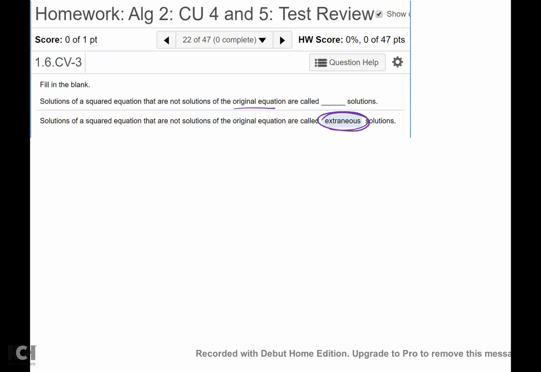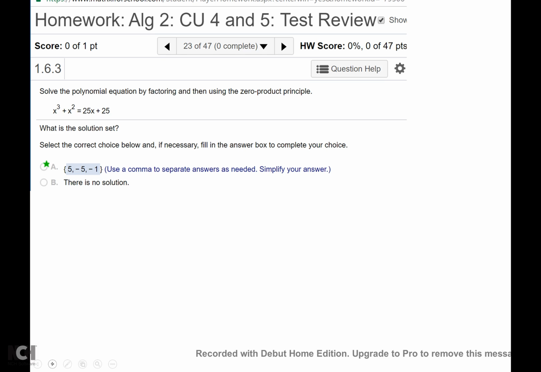Alright, it says solutions of a squared equation that are not solutions of the original equation, those are your extraneous. Remember when we type them back and we plug them back in and they don't work, we have to throw them out.